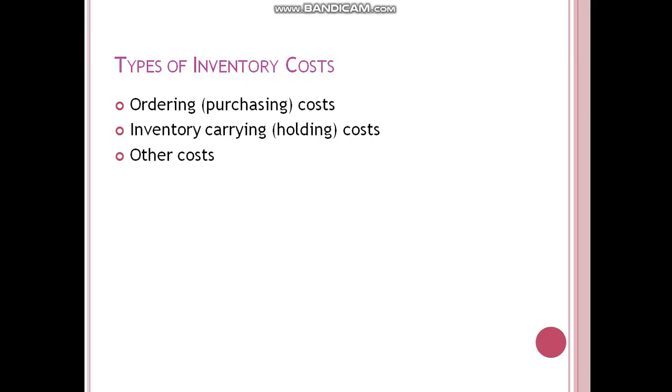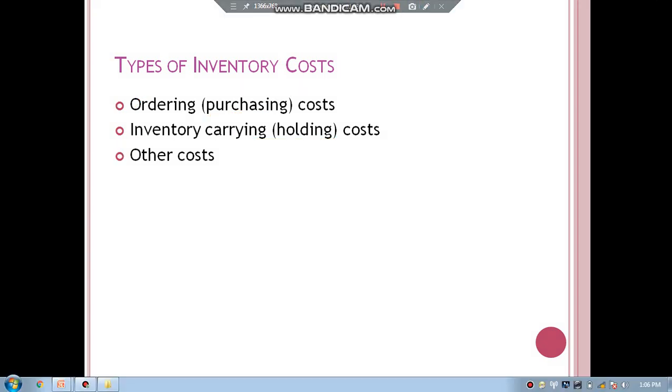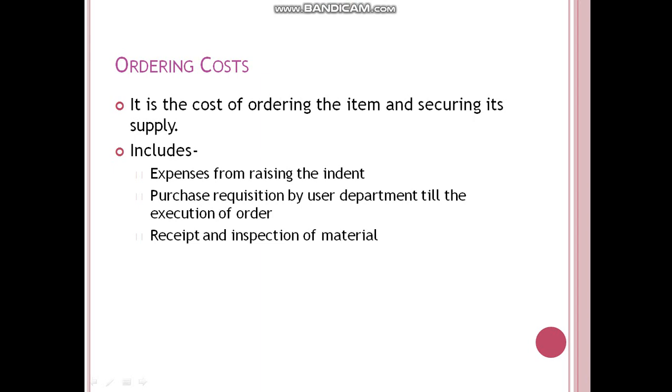Now here you can see that there are basically three types of inventory cost. The first one is your ordering cost, or it is also known as purchasing cost. Okay, we will also call ordering cost as purchasing cost. So this is our first inventory cost. Second inventory cost is the carrying cost, or we also name it as holding cost. And the third one is your miscellaneous cost, or we also term it as other cost. So let us first discuss ordering cost.